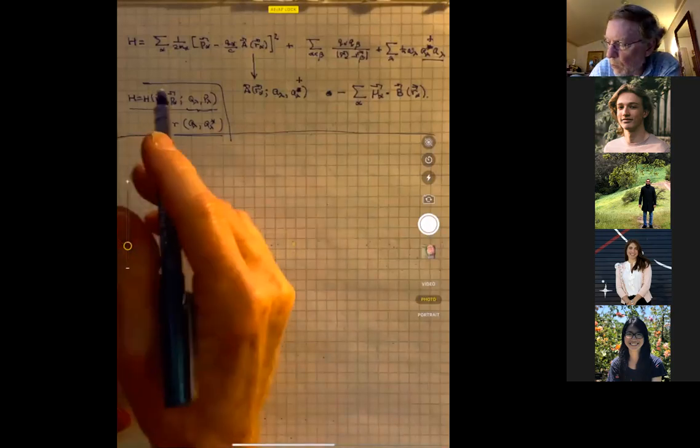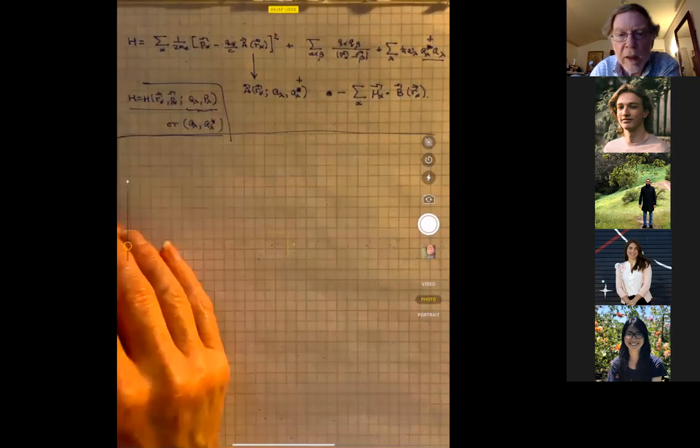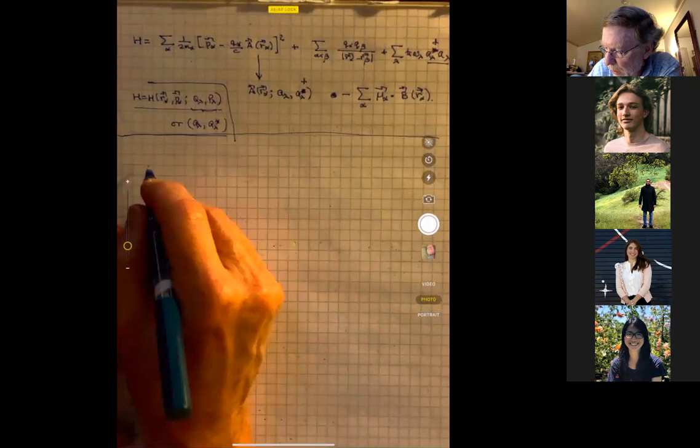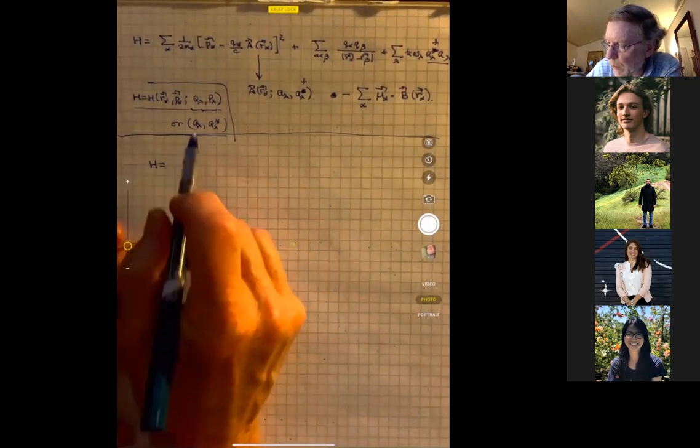But to make life simple for us, I want to restrict this to the case of a single electron atom. You can think of hydrogen if you want. And if we do this, in the Hamiltonian we now just have a single particle, not a sum.